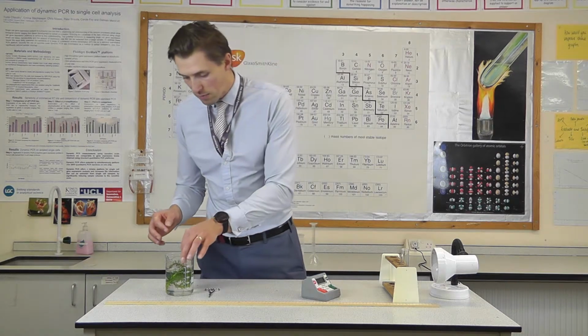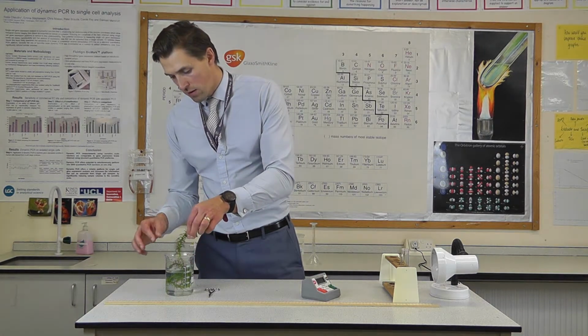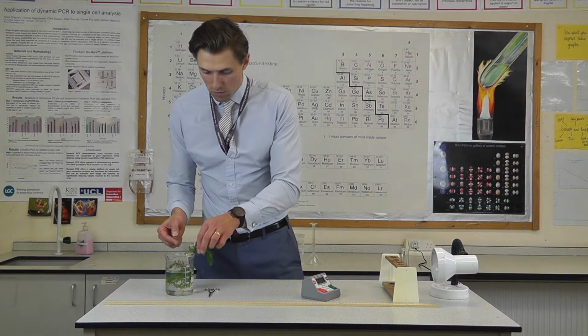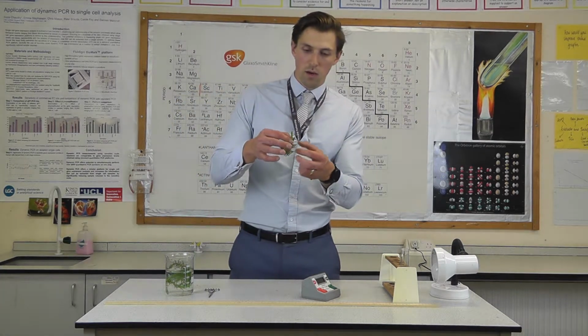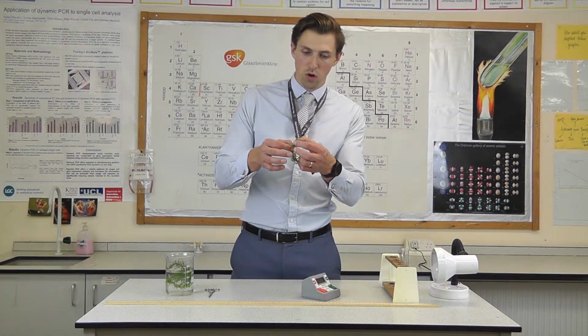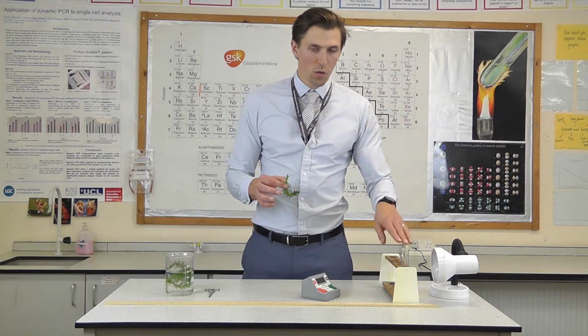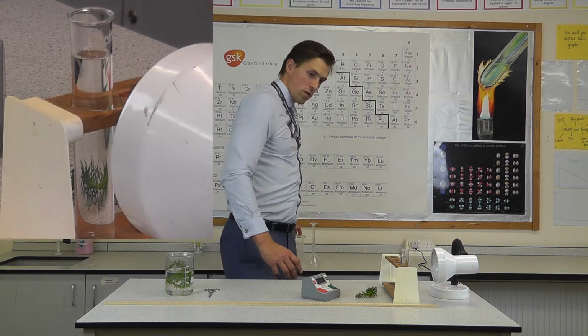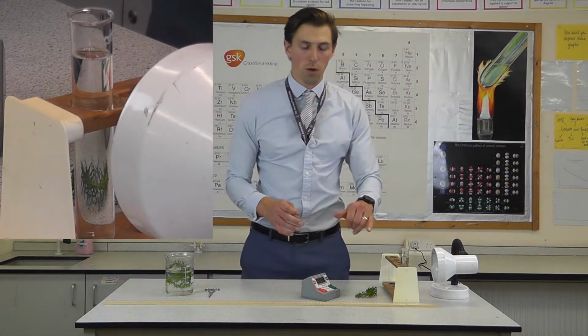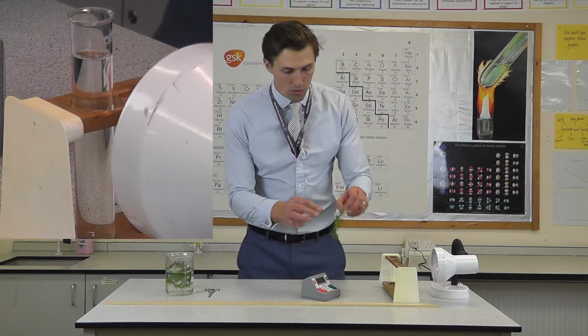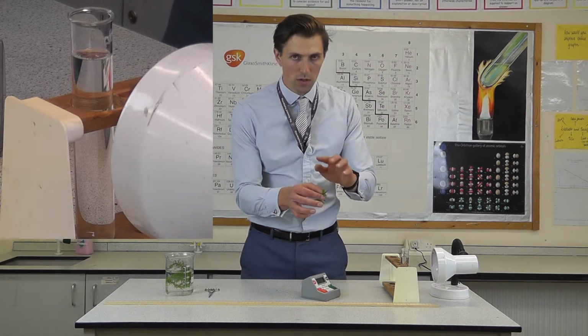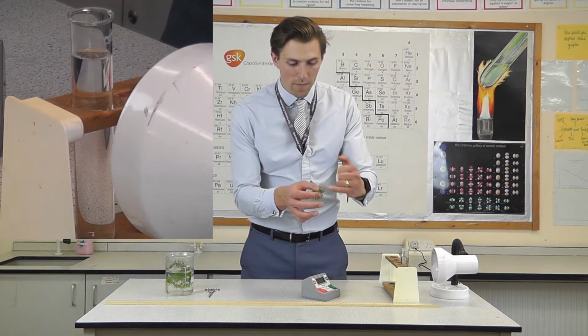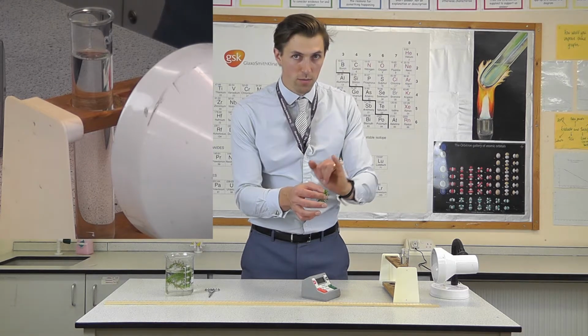So I'm going to take a piece of pondweed. This is a particularly good plant to look at if we're looking at photosynthesis and the production of oxygen. To start with, I'm going to put it into a boiling tube. I've filled the boiling tube almost up to the top, so we want this pondweed to be submerged. It's really important that it's submerged, and particularly that the stem at the top is pointing upwards.